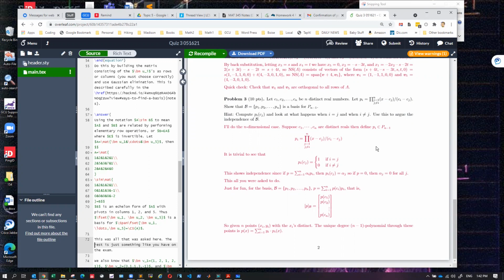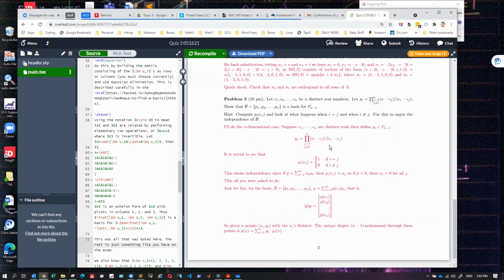Okay. So then how are we to draw the conclusion that when i equals j, it's 1, and if i does not equal j, it's 0? Well, when you plug in c_j, pretend i isn't j, and let's plug in c_j. What does the jth term of this product become? It becomes c_j minus c_j, which is 0.